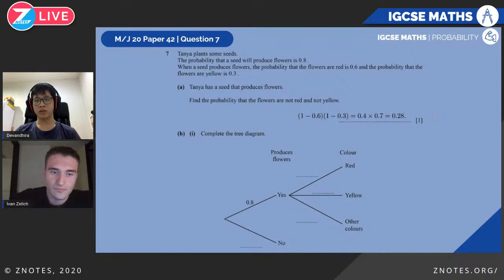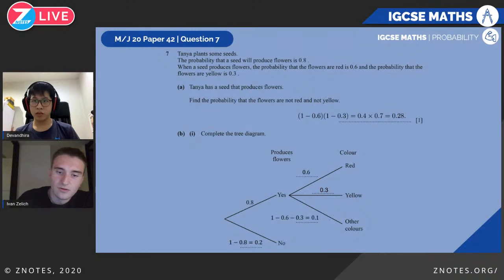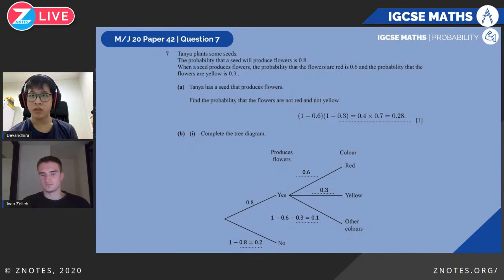Okay, so now we want to complete the tree diagram. In a tree diagram, the columns add to 1. Does the seed produce flowers? Yes, it's 0.8, and so no would be 0.2, 1 minus 0.8. If the seed produces flowers, then the probability that it's red is 0.6. The probability that it's yellow is 0.3, and the probability of another color would be 1 minus the sum of those, so 1 minus 0.6 minus 0.3, which is 0.1.